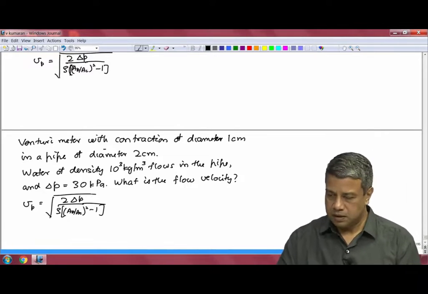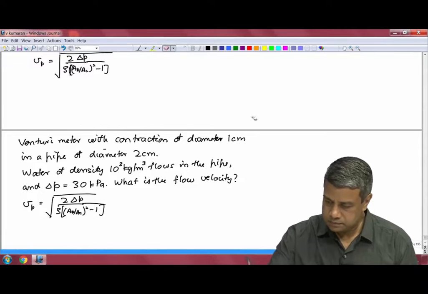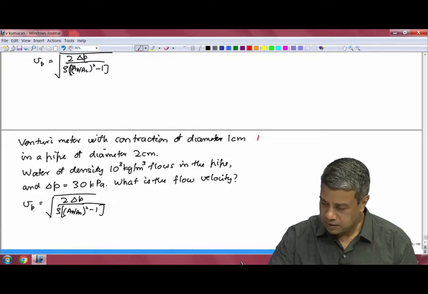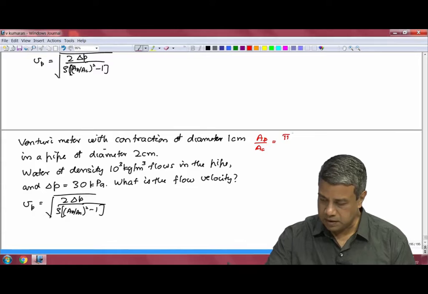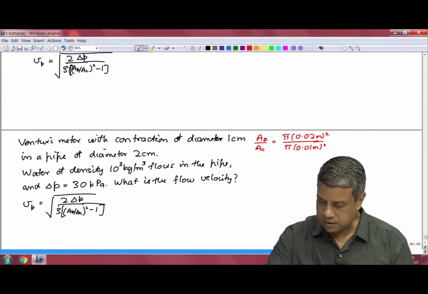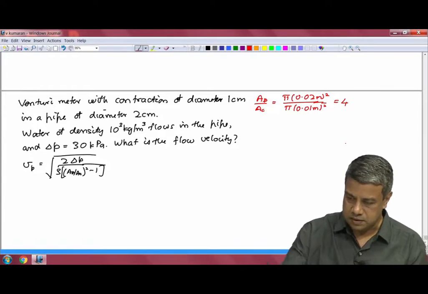In this particular case, A_P by A_C, area of the pipe by the contraction, is equal to pi into 0.02 meters the whole square by pi into 0.01 meters the whole square. So, this is equal to 4.